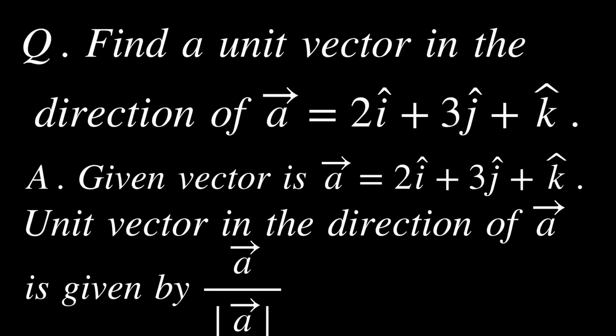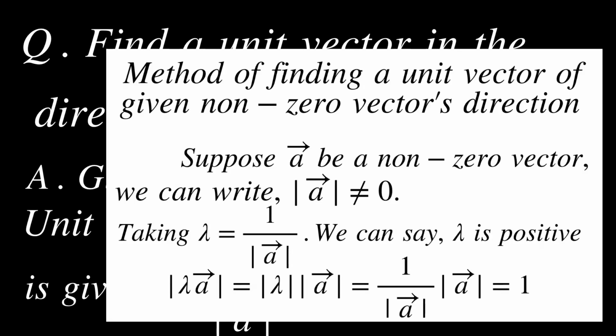Find a unit vector in the direction of vector A is equal to 2i plus 3j plus k. So in this problem they have given one vector and they are asked to find its unit vector. Now how are we able to find a unit vector in the direction of a given vector? Let's say vector A is a non-zero vector. So if you take its modulus, we'll get a positive value other than 0. Correct? If you take its reciprocal, we'll get a finite value and we'll mark it as lambda.